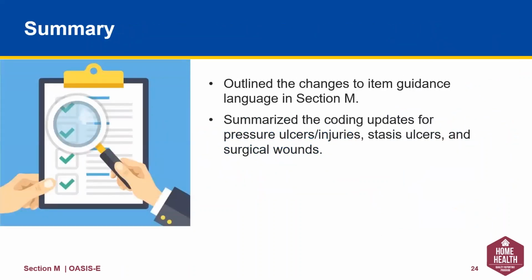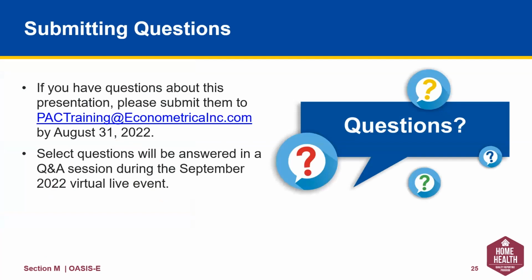In conclusion, during this presentation, we have reviewed the changes to item guidance language in Section M. We have summarized the coding updates for pressure ulcers or injuries, stasis ulcers, and surgical wounds. We have covered a great deal of information in this presentation.